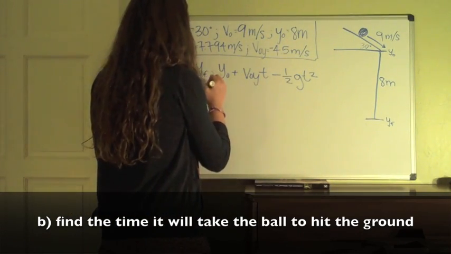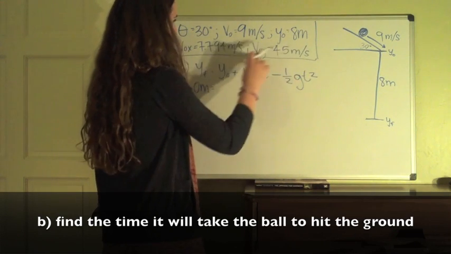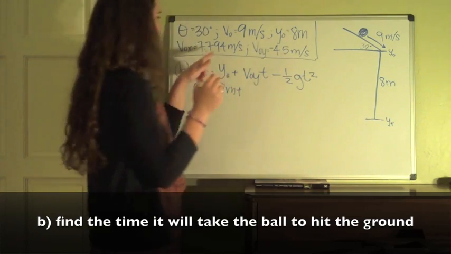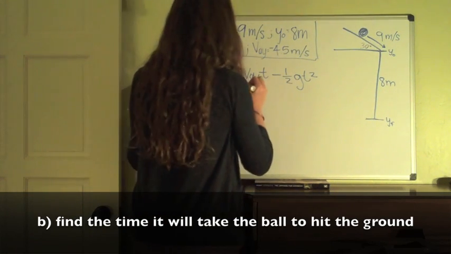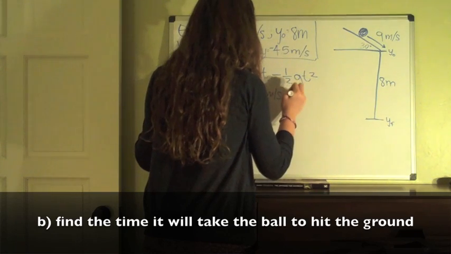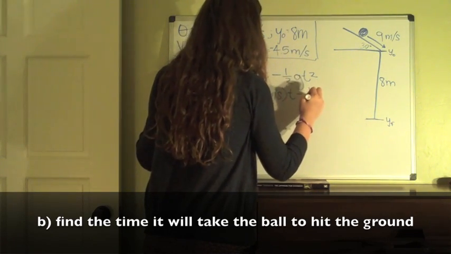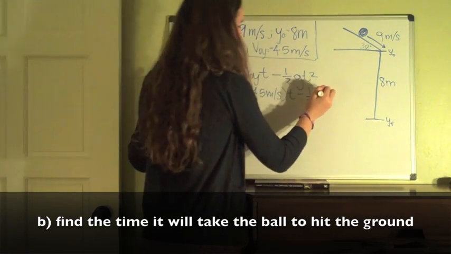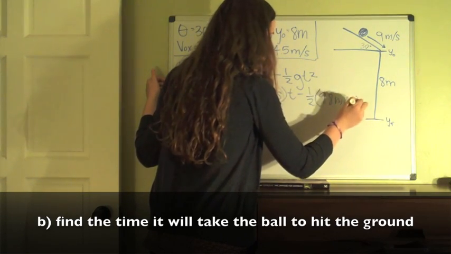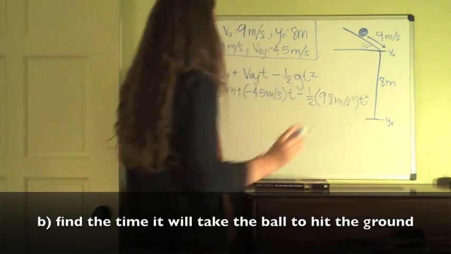So we're going to say 0 meters equals 8 meters, which is our y initial, plus v0y we found is negative 4.5 meters per second, negative 4.5 meters per second times t, which is the variable we're solving for, minus 1/2 g, which is 9.8 meters per second squared, times t squared.